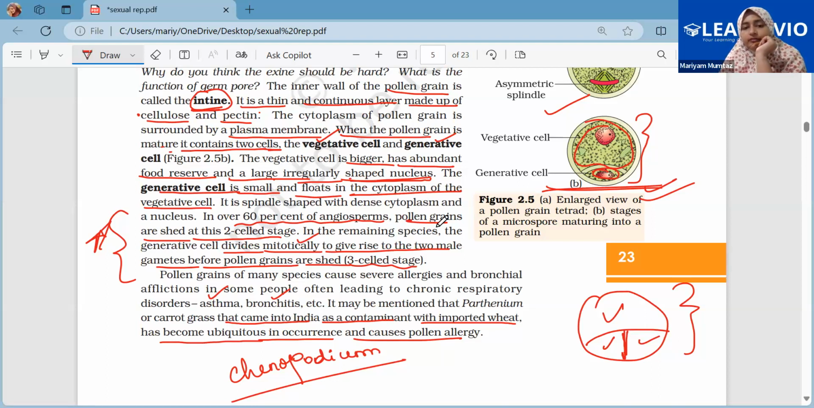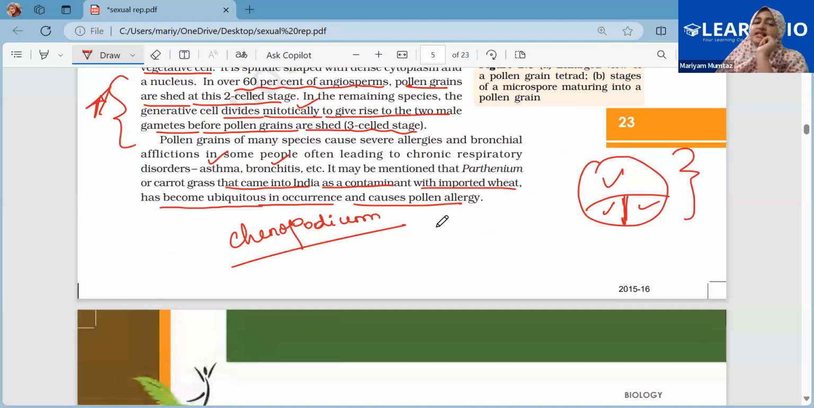All right, so moving forward, the pollen grains of many species cause severe allergies and bronchial afflictions in some people, leading to chronic respiratory disorders such as asthma and bronchitis. So many people are allergic to pollen grains. You might have seen that if you bring a flower near some people, they start sneezing. Why? Because they're allergic to the pollen, and it causes severe allergy in those people.